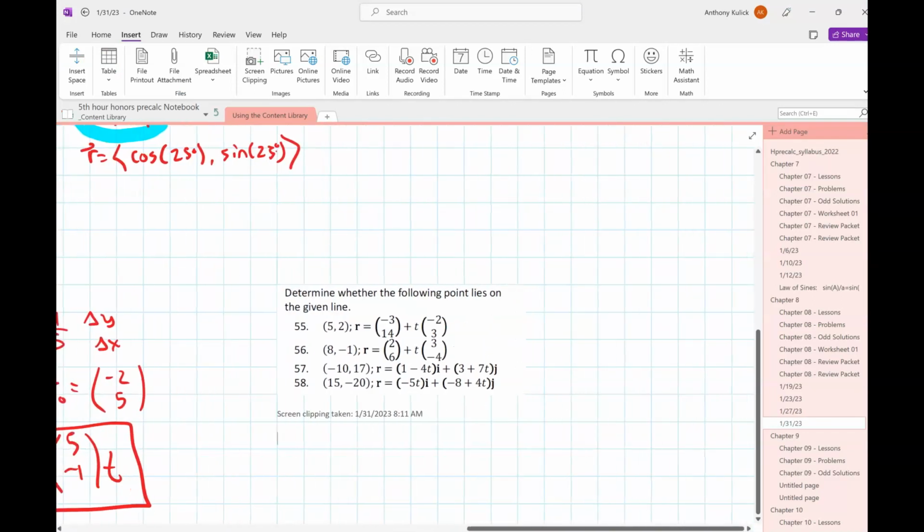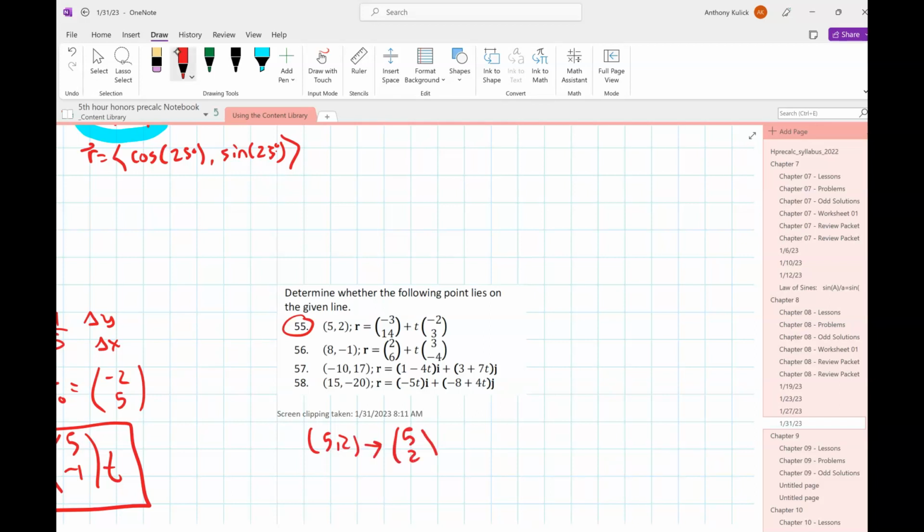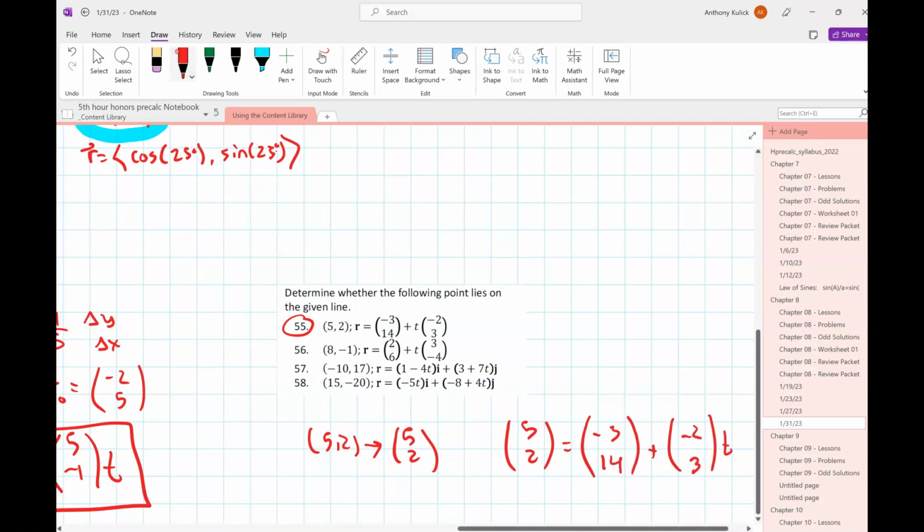Okay. So here it says determine whether the following point lies on the line. So if I take the point 5, 2, I'm just going to think about it as the point vector 5, 2. Okay with that, Giselle? So what I want to do then, if I plug 5, 2 in for R, I want to determine if there's some value of t that allows me to get the vector 5, 2.